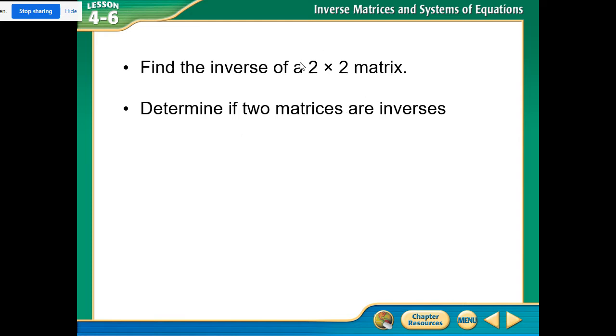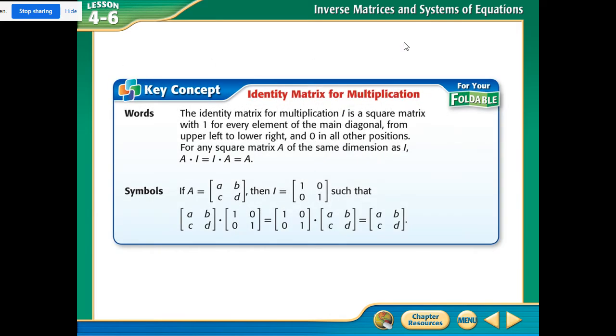Now notice it is a 2 by 2. Again, it needs to be a square matrix, just like a determinant. You'll see why in just a moment. But these are our two objectives. So let's go ahead and look at our first key concept.